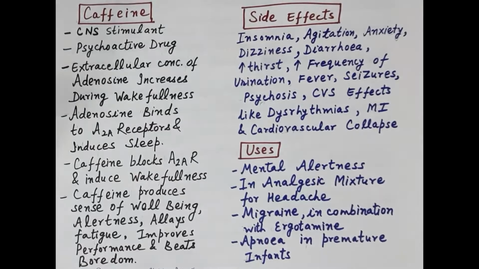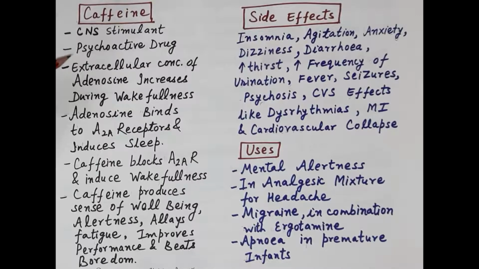Now, this slide talks about the pharmacology of another psychostimulant, that is caffeine. Caffeine is found to be present in coffee. And what caffeine does is that caffeine causes mental alertness, and it also induces wakefulness. So, caffeine is a CNS stimulant. It is a psychoactive drug.